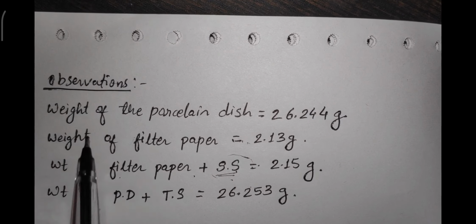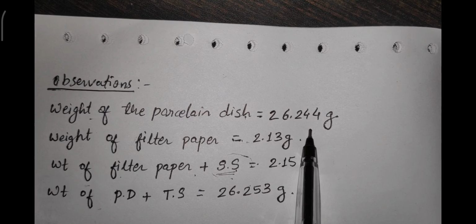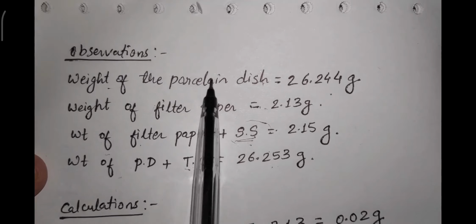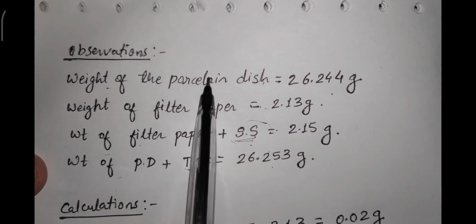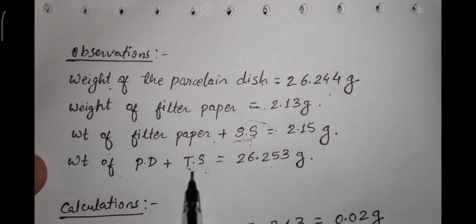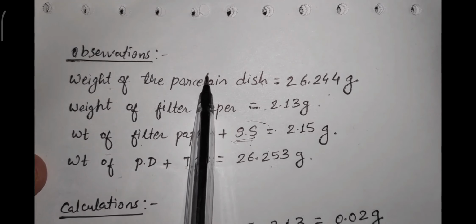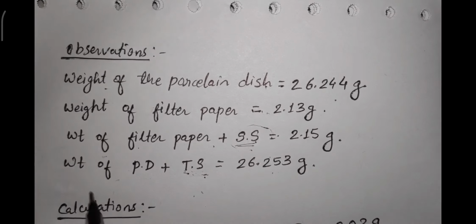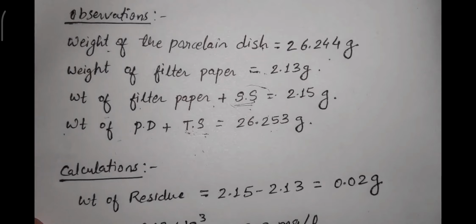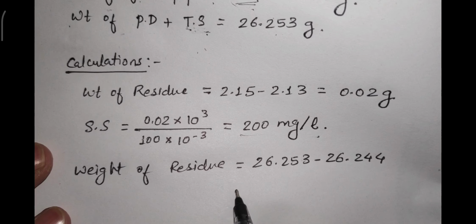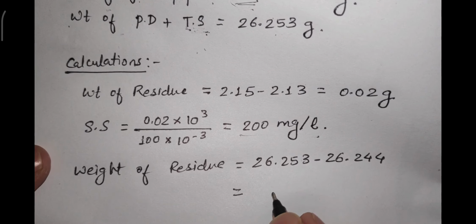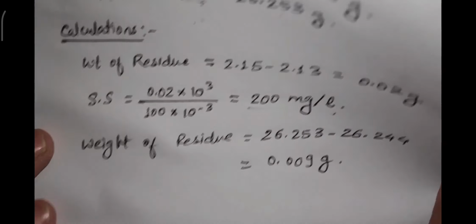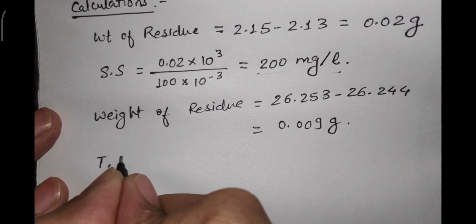Now you can see here the weight of porcelain dish is 26.244. The weight of porcelain dish plus total solid is this. If we subtract these two, then what do we get? We get the weight of total solids. Okay, the weight of porcelain dish will get cancelled out. So the weight of residue is the difference between the first value and the last value. So the value comes out to be 0.009 grams.